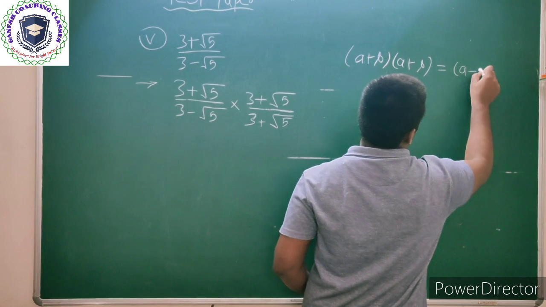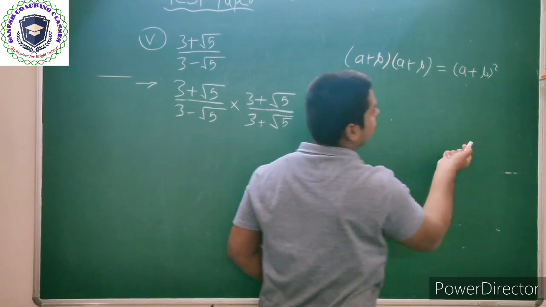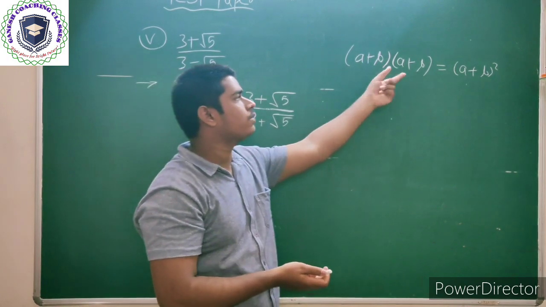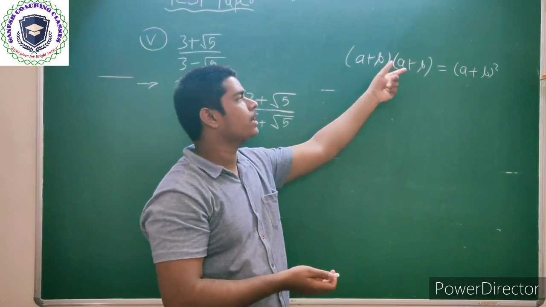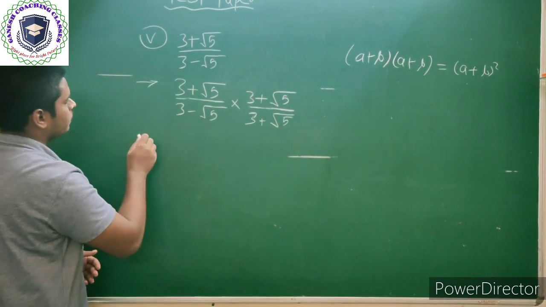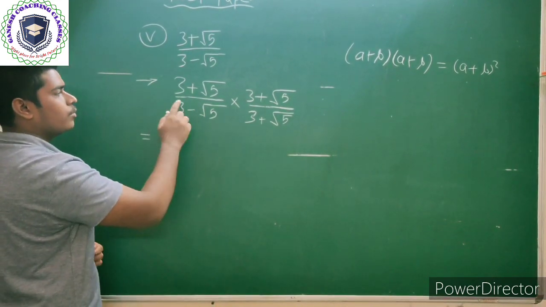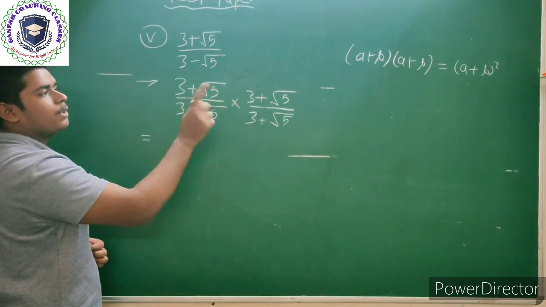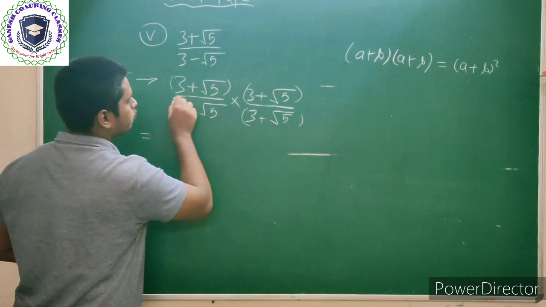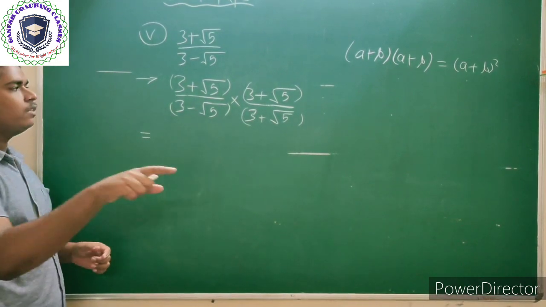Okay, so here (a plus b) square. Or directly we can multiply the first number of the first bracket to the second bracket, and the second number of the first bracket to the second bracket. Or by using the formula (a plus b) the whole square. So here we are using the (a plus b) the whole square formula. So what is the formula of (a plus b) the whole square? a square plus 2ab plus b square.